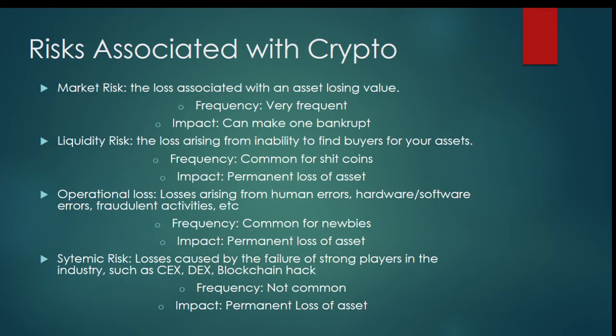So operational risk is common for people who are new to cryptocurrency. And then we have systemic risk. Systemic risk in this case has to do with losses that are caused by the failure of strong players in the industry. Of course, in the cryptocurrency industry, we have strong players, the centralized exchanges like Binance, KuCoin, and the rest. We have decentralized exchange platforms. We can even have a blockchain hack. This is a systemic risk.